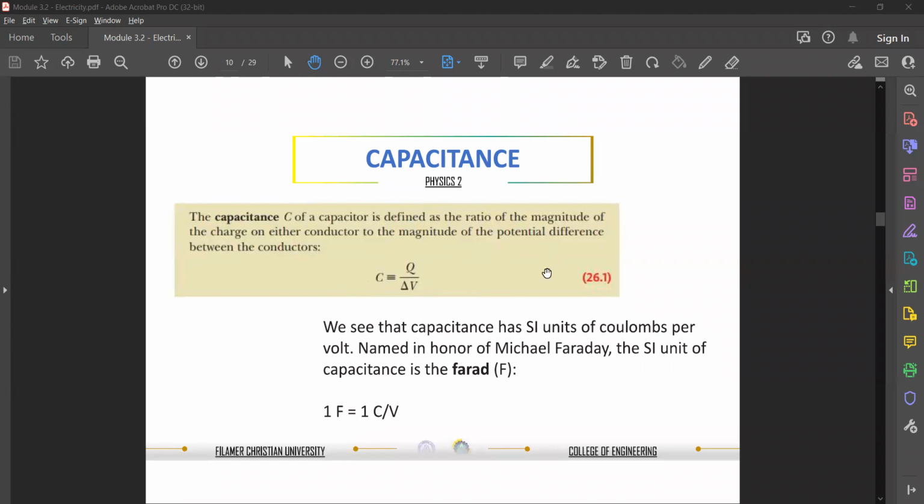That is in honor of Michael Faraday. The SI unit of capacitance therefore is what we call the farad. So it came from Michael Faraday. That's why yung unit natin for capacitor is farad, or that is 1 farad is equal to 1 coulomb per volt.